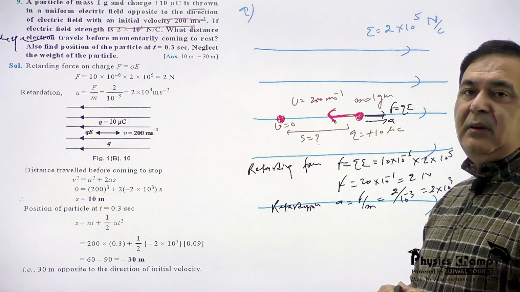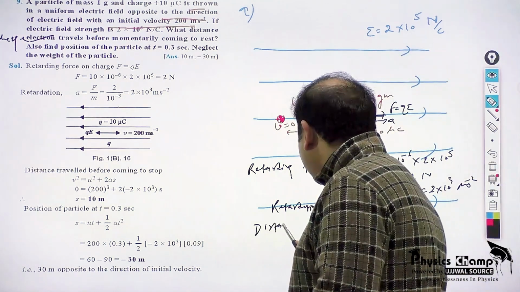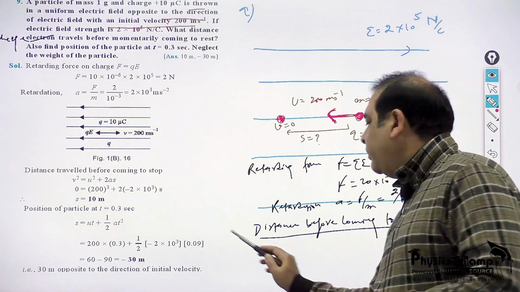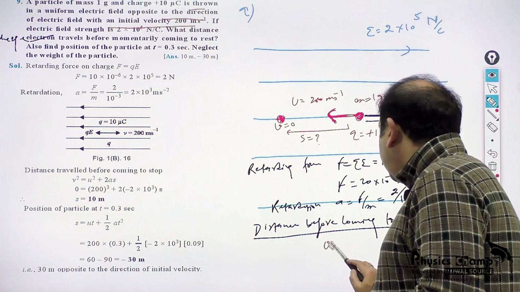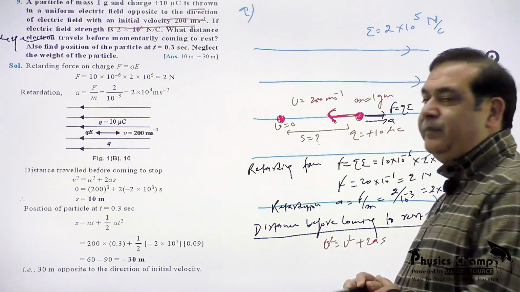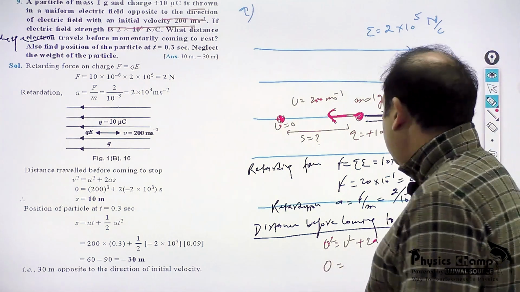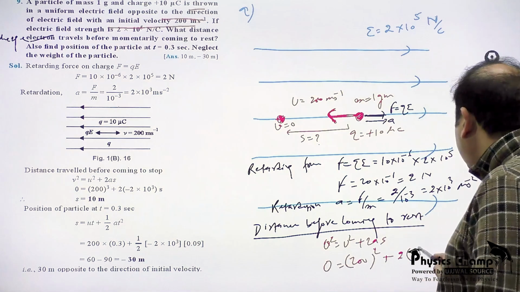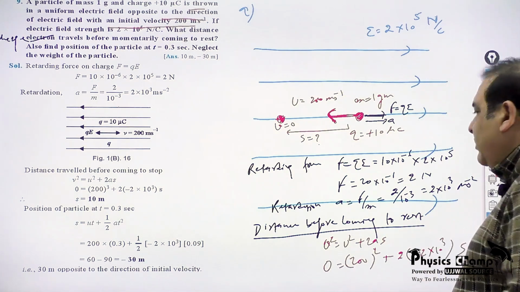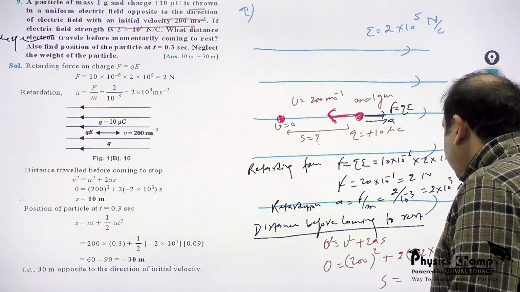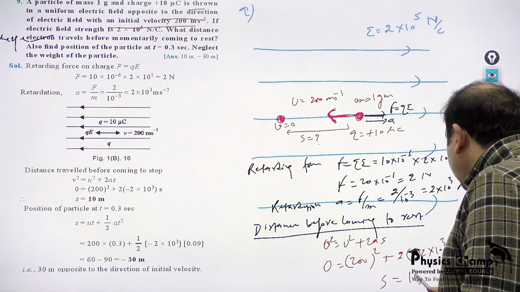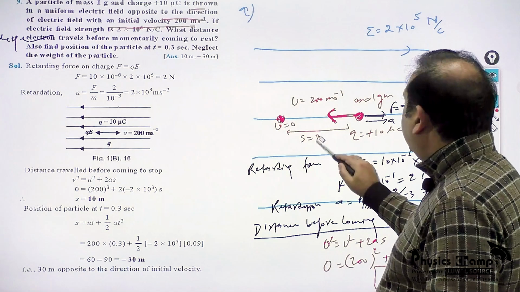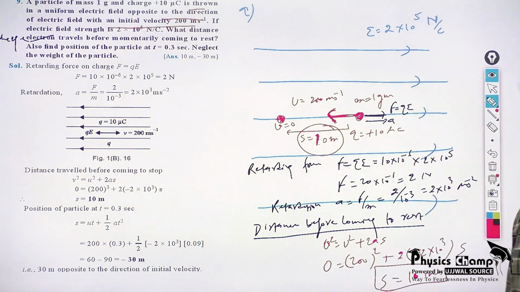How much distance will it take before coming to rest? We can use the third equation of motion, which is v square is equal to u square plus 2as. Final speed is 0. Initial speed is 200 square. Retardation is minus 2 into 10 to the power 3 into distance s. So the distance s is minus 400 divided by minus 4 into 10 to the power 3. So it will be 10 meter. It is going to take 10 meter before it comes to rest.